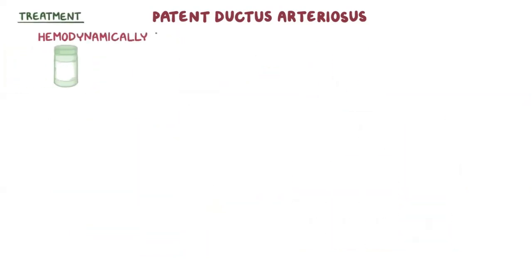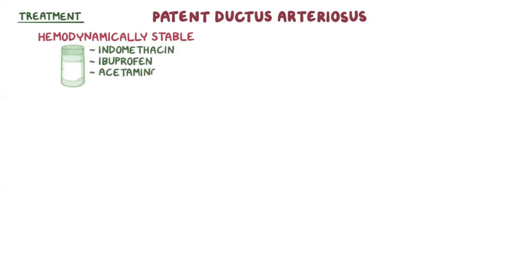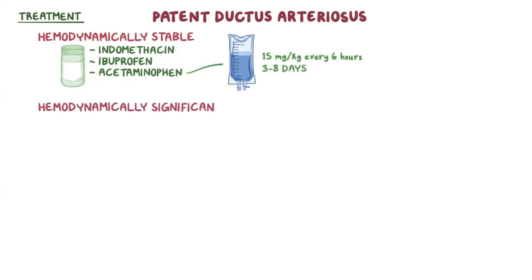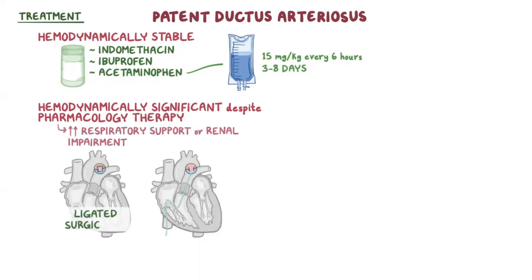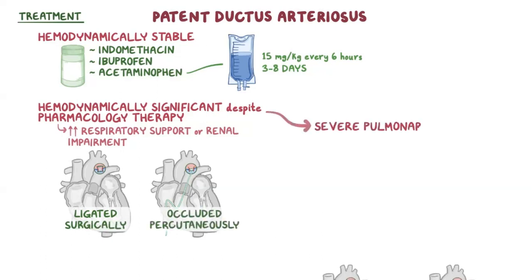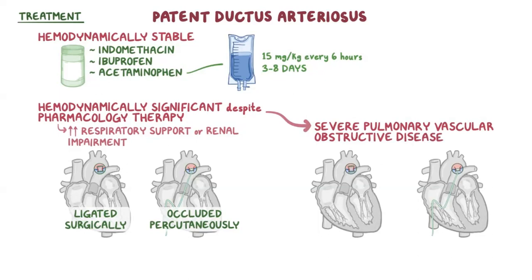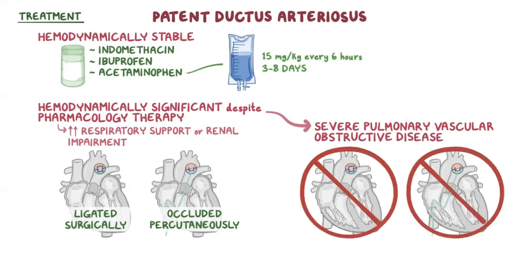Treatment of hemodynamically stable individuals consists of indomethacin, ibuprofen, and acetaminophen. Acetaminophen, for example, is administered intravenously 15 mg per kilogram every 6 hours for 3 to 8 days. If the PDA is hemodynamically significant despite pharmacologic therapy and results in increased respiratory support or renal impairment, they should be ligated surgically or occluded percutaneously. However, once severe pulmonary vascular obstructive disease develops, ligation or closure is contraindicated.